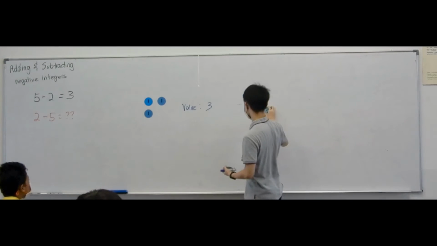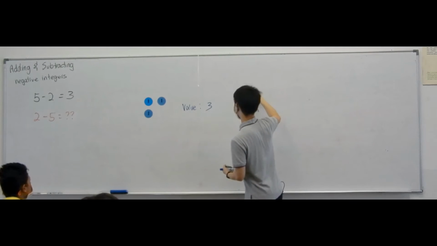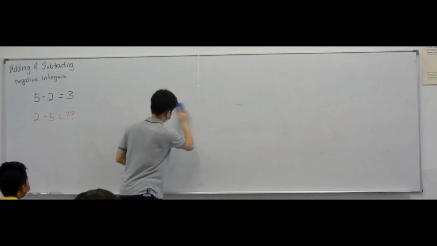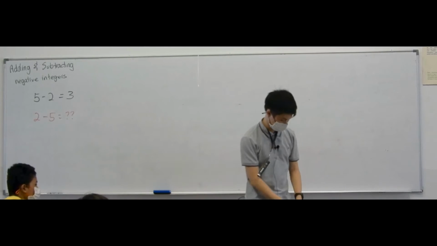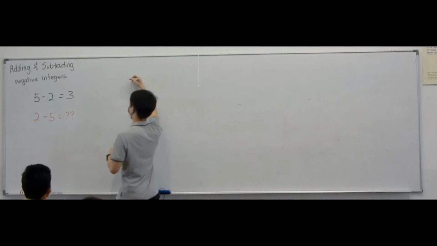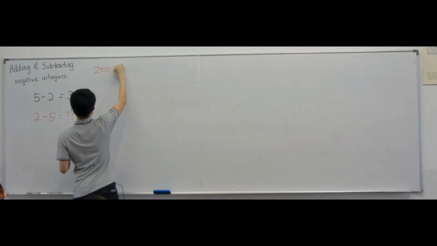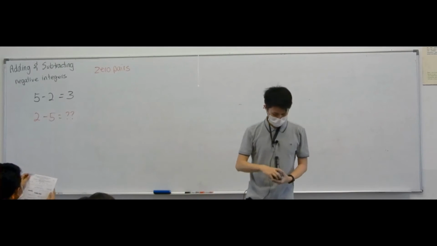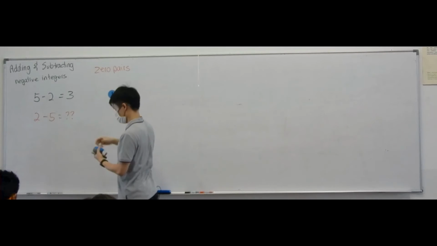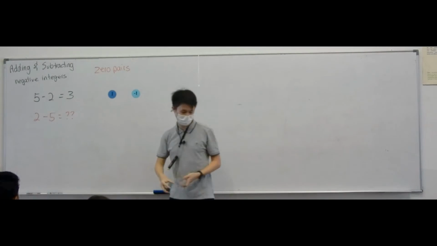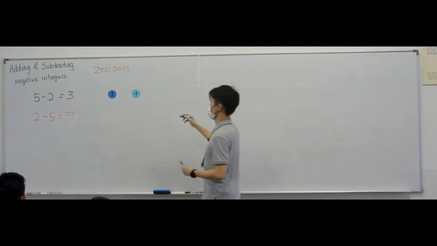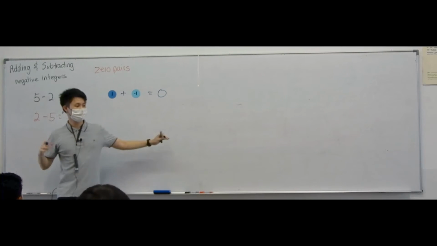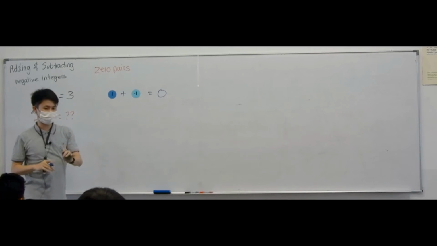So, with that being said, I'm going to introduce you also to something called the zero pair. Now, what is a zero pair? You can see this on the first page of your 2.2 notes. Now, when I have 1 and a negative 1 and I add them together, it will give me a value of 0. This is a rule. 1 plus negative 1 will always give you 0.